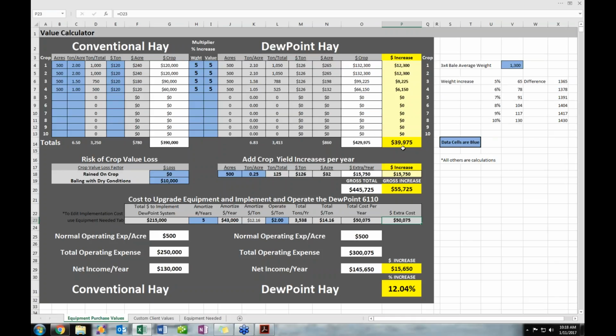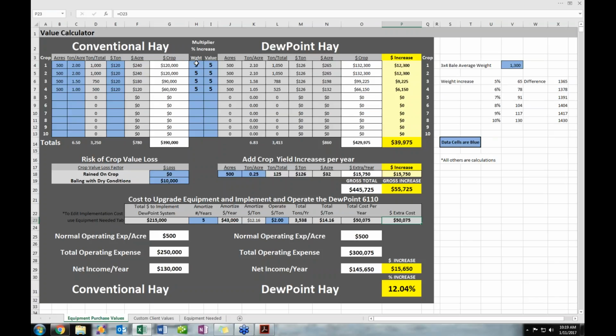Where are these increases coming from? And that's what we'll cover next. So there's really 4 financial factors, or dollar value added issues, that the steamer is capable of helping a farm operation with.